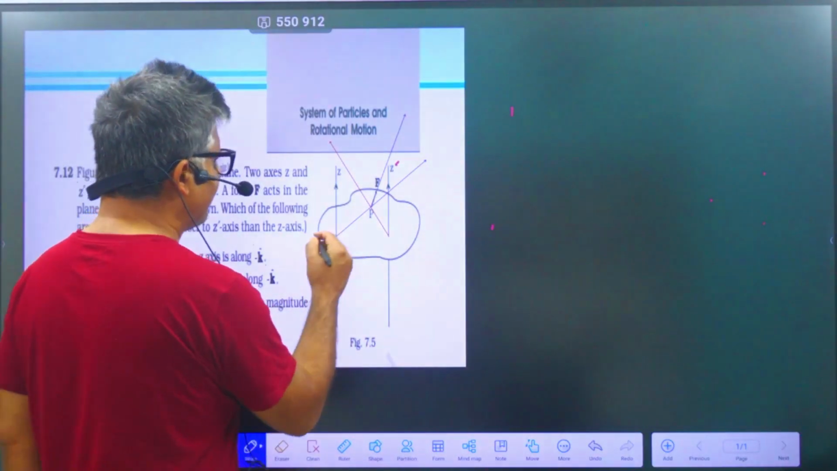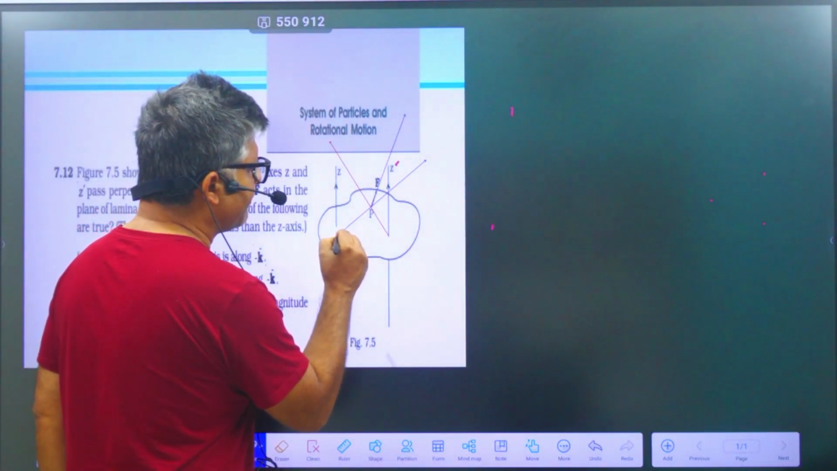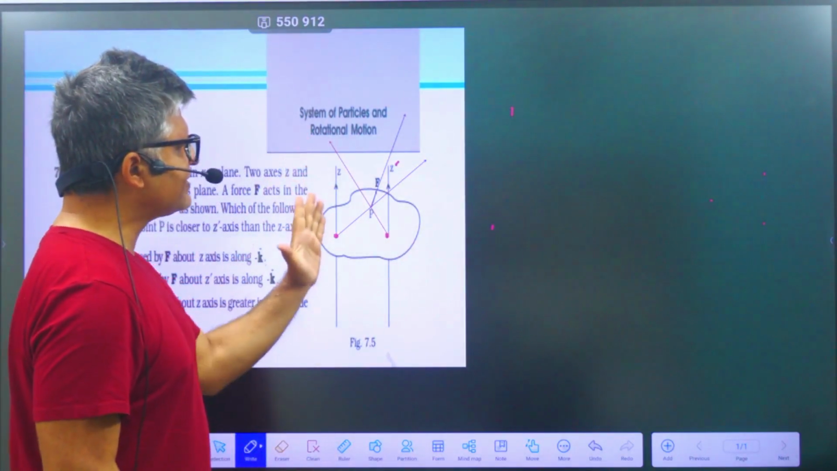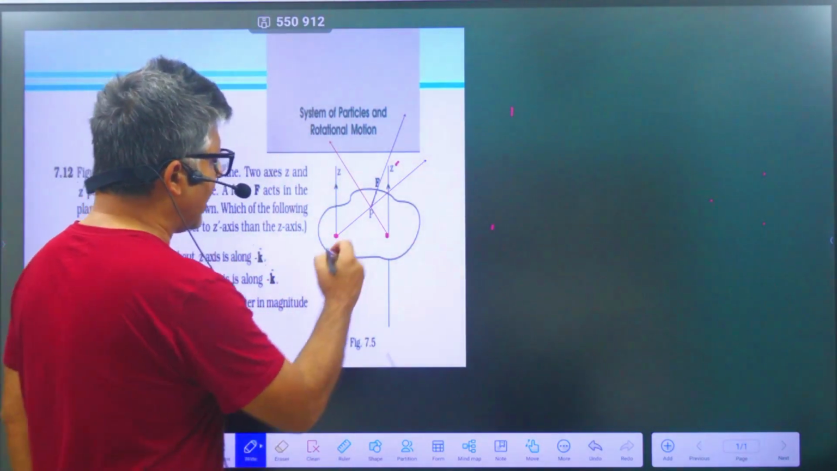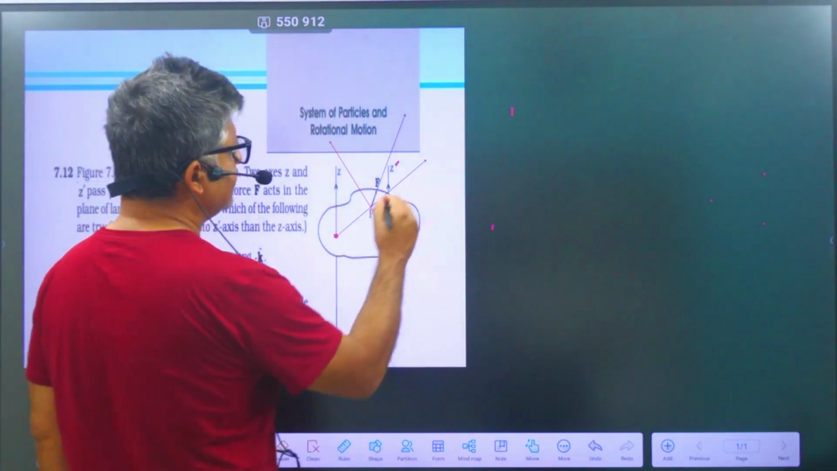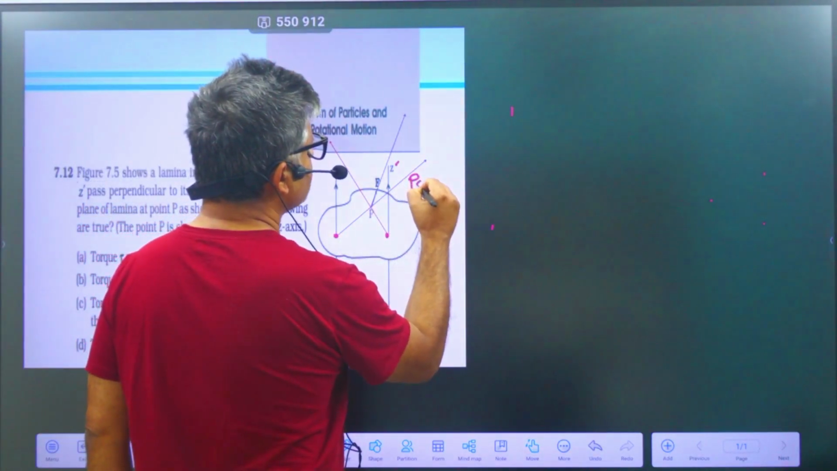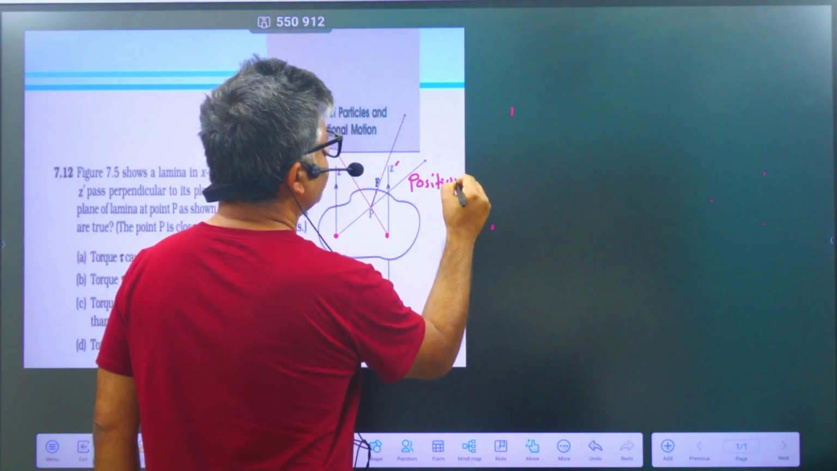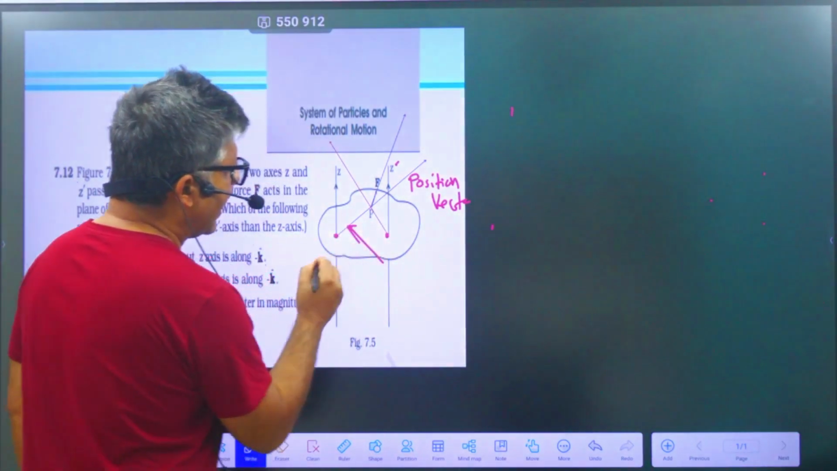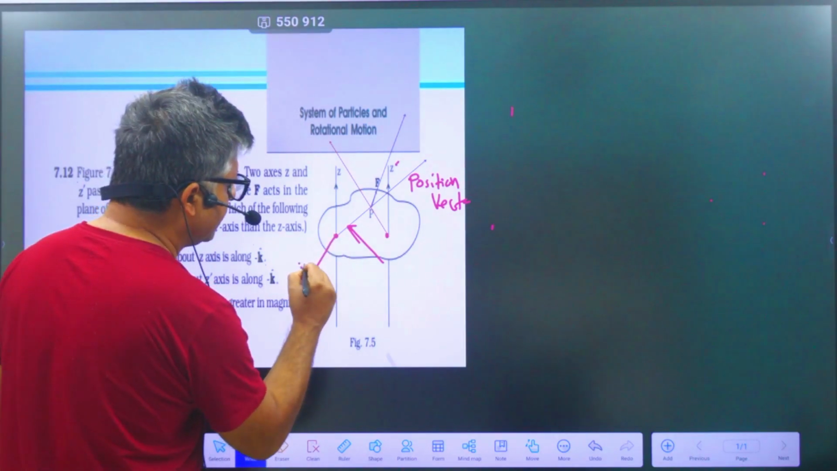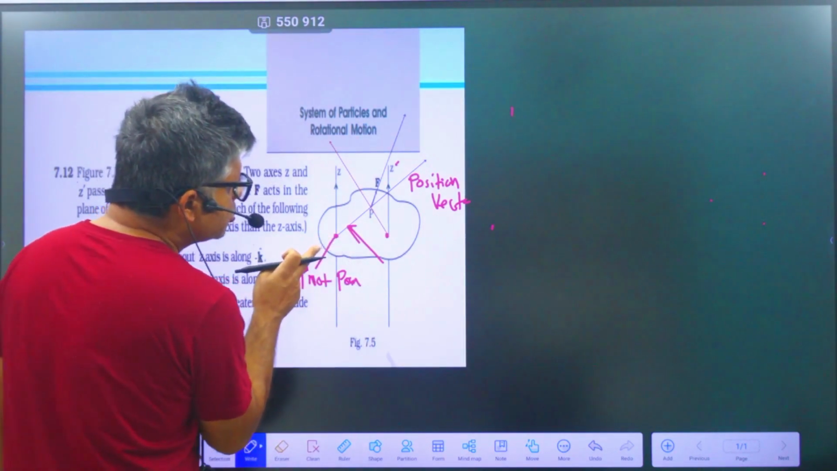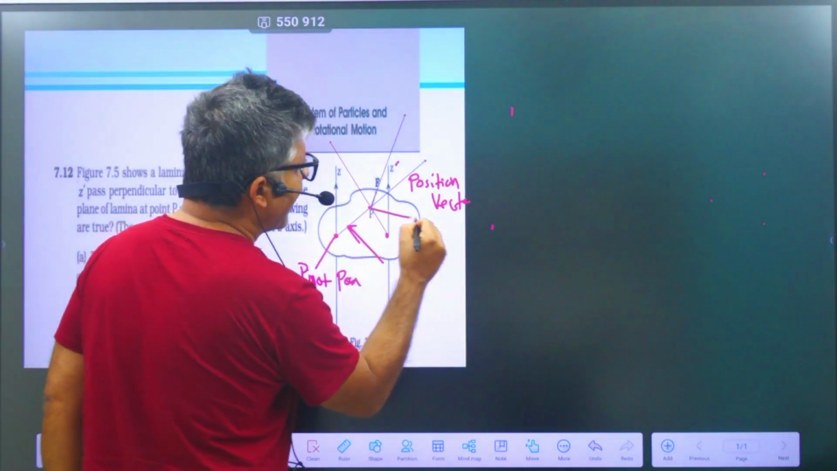There are two pivot points. This is your pivot point. This is your second pivot point. Now, for the first axis, what I've done is I have drawn this line, which is basically the position vector, right? So this is position vector. I am referring to this line. I started it from the pivot point, took it straight to the point of application of the force.